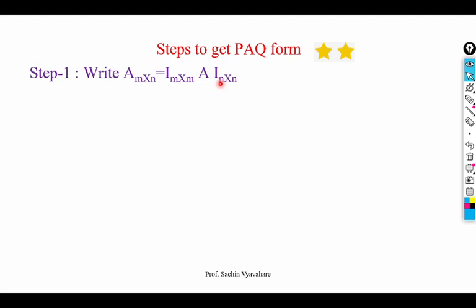Remember, for any given matrix A, we can write it as I into A into I. But if this matrix is not a square matrix, suppose it is of order m by n, the first matrix should be of order m and the last should be of order n. So if matrix A is of order m by n, just start with Im A In. These are the identity matrices.